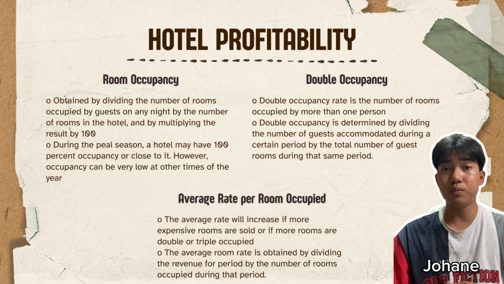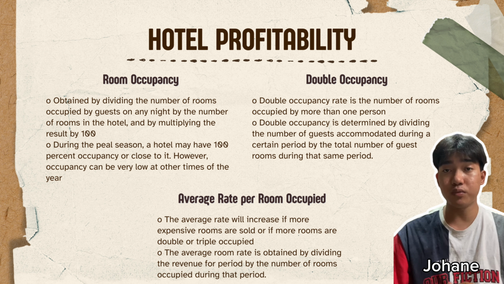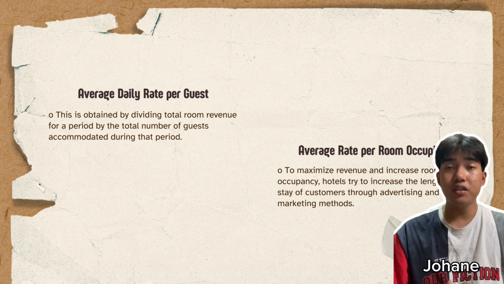Average rate per room occupied is crucial, influenced by selling pricier rooms or achieving higher occupancy. This metric is derived by dividing the revenue for a period by the number of rooms occupied. Average daily rate per guest is obtained by dividing total room revenue by the total number of guests during that period, offering an overall view of guest spending.